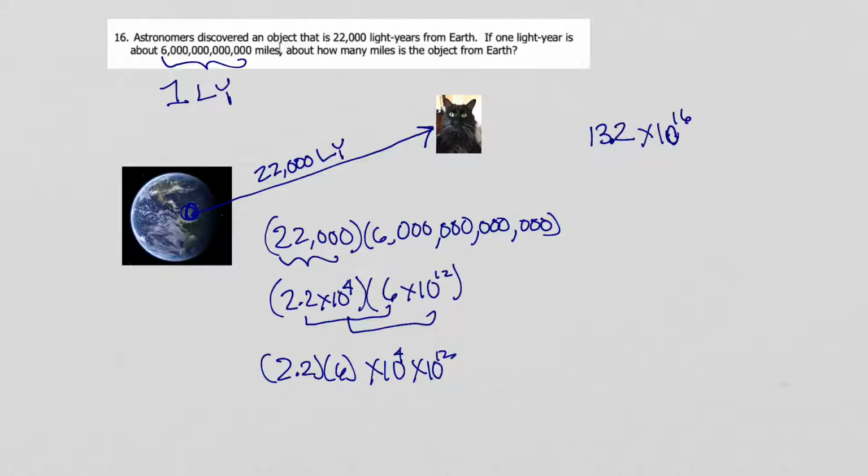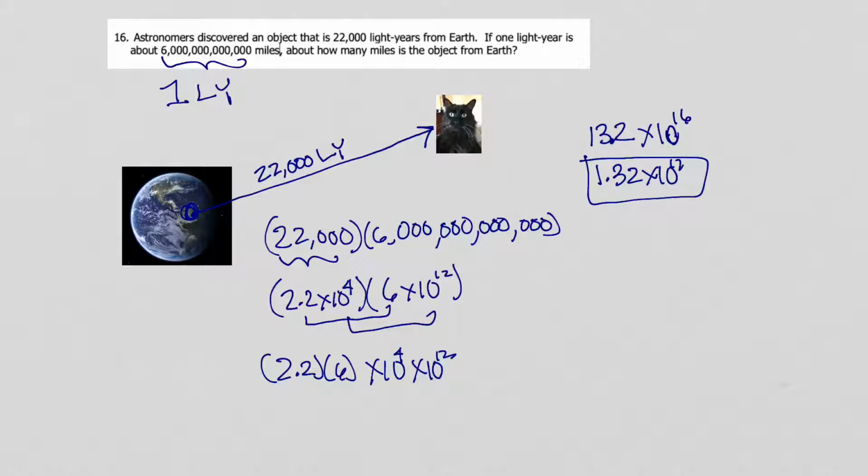So to get this decimal right here, we moved it 16 places to the left. 16 to the left got us here. We didn't go far enough. We need one more. So that'll take it up to 17. So we're going to have 1.32 times 10 to the 17th. So now we've actually got it. This is miles. So we can claim that that's the number of miles from Earth.